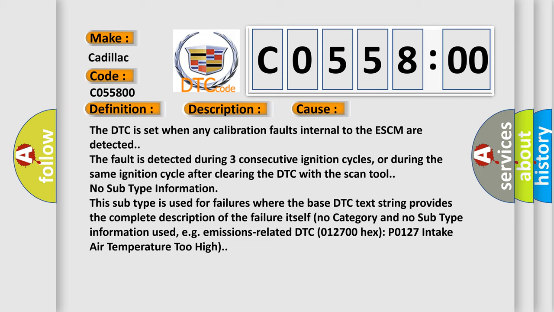This subtype is used for failures where the base DTC text string provides the complete description of the failure itself. No category and no subtype information used, e.g. emissions related DTC 012700 hex P0127 intake air temperature too high.